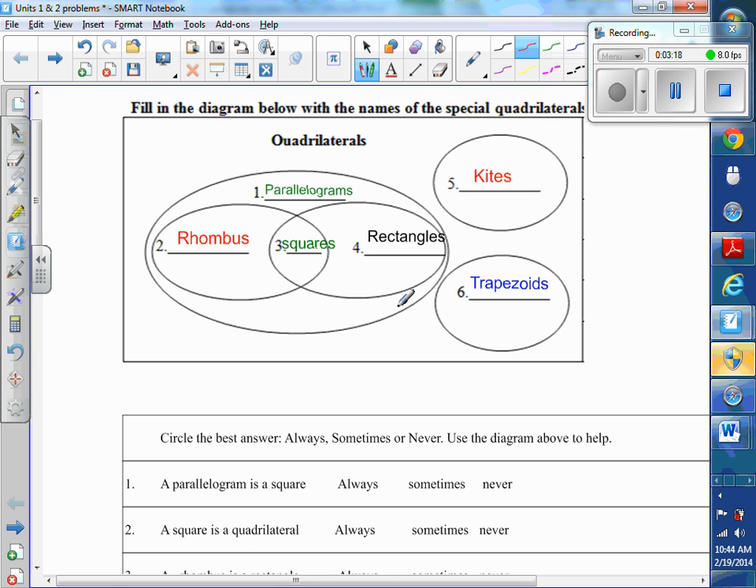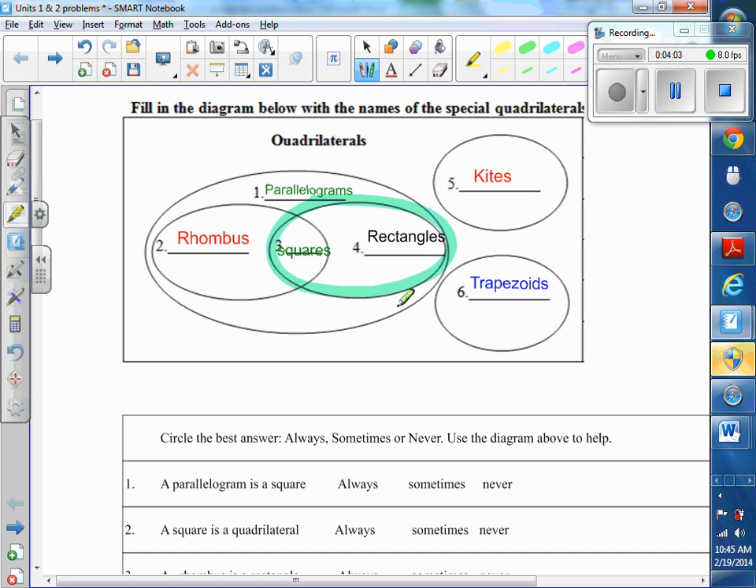So we would say a parallelogram is a rhombus sometimes. Not always, just sometimes. Okay, Molly, what would you say about a square? A square, how would you describe that? A square is a... is that always true, you guys? Yes. Always. Okay, Grace, give me another one. A square is a rectangle. Is that always true? Yes. It's always true because this little square section is completely encased in the rectangle oval. So a square is always a rectangle.